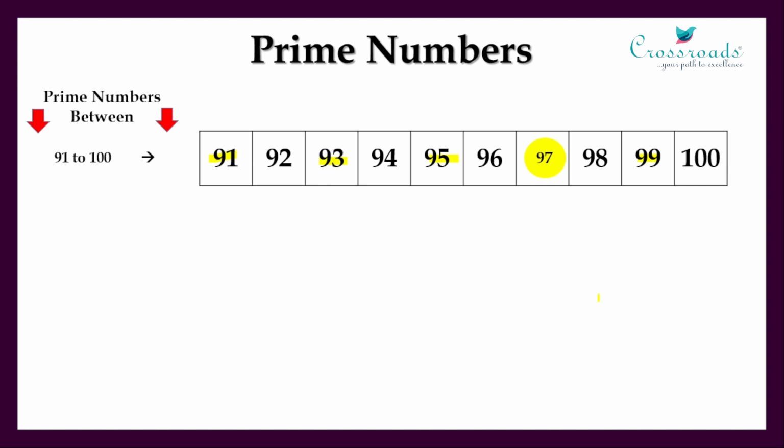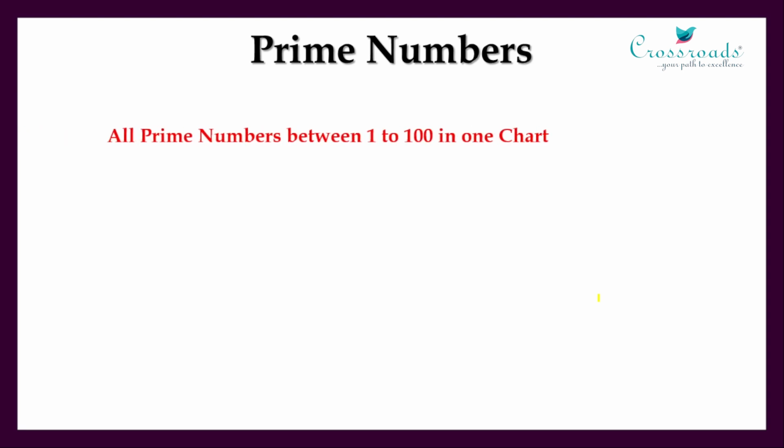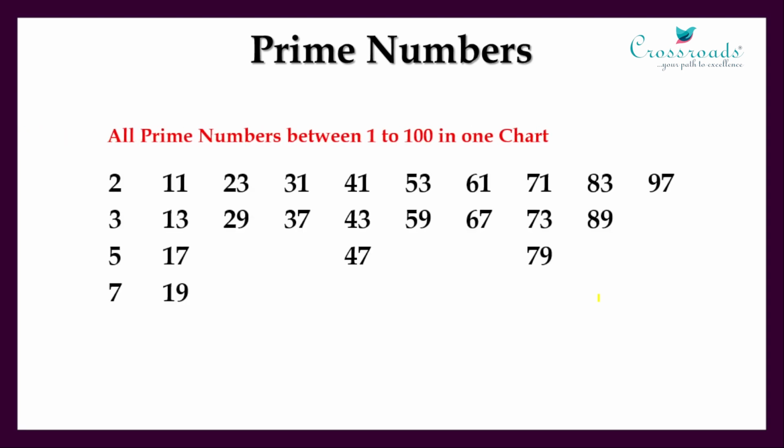Hope so far it's clear for everyone. Between 1 to 100, which are the prime numbers and which are the composite numbers. Here, as a quick recap, one can see all the prime numbers listed out over here, column wise, so that it is visually appealing and one can remember these prime numbers well. So all the prime numbers between 1 to 100 is given as one chart over here. There are totally 25 numbers as I have mentioned previously.